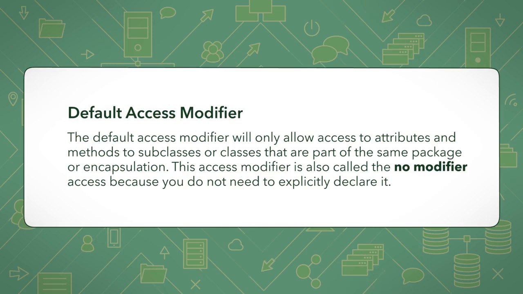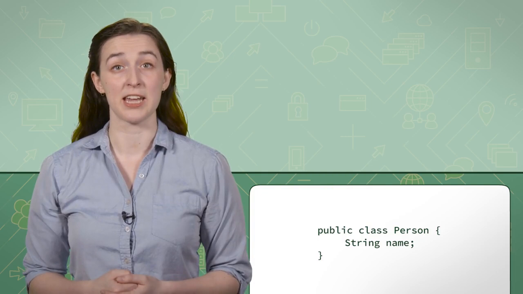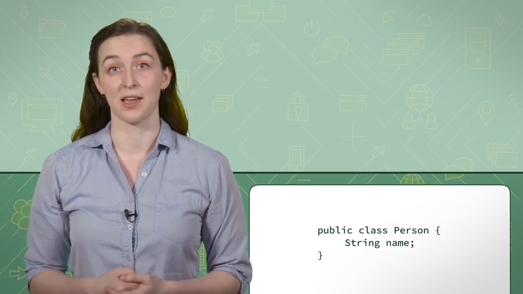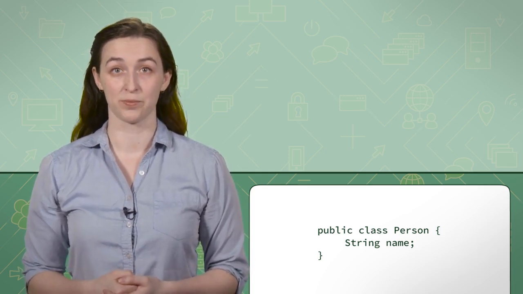The default access modifier will only allow access to attributes and methods to subclasses or classes that are part of the same package or encapsulation. This access modifier is also called the no modifier access because you do not need to explicitly declare it. See how we haven't declared any access modifier for name attribute? This will set the access to default access and apply the default access level.